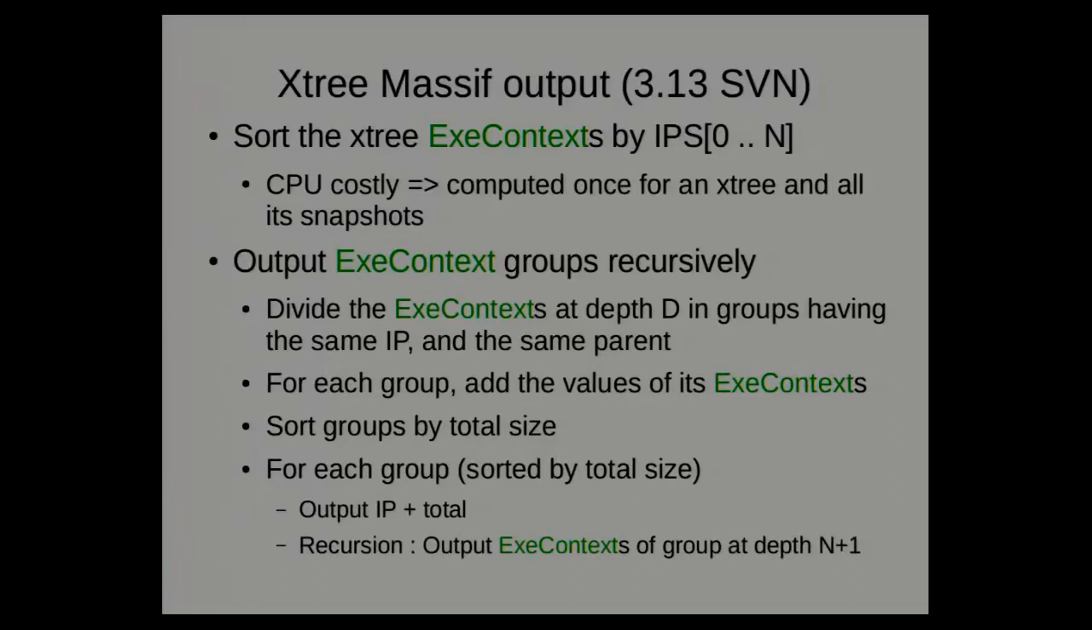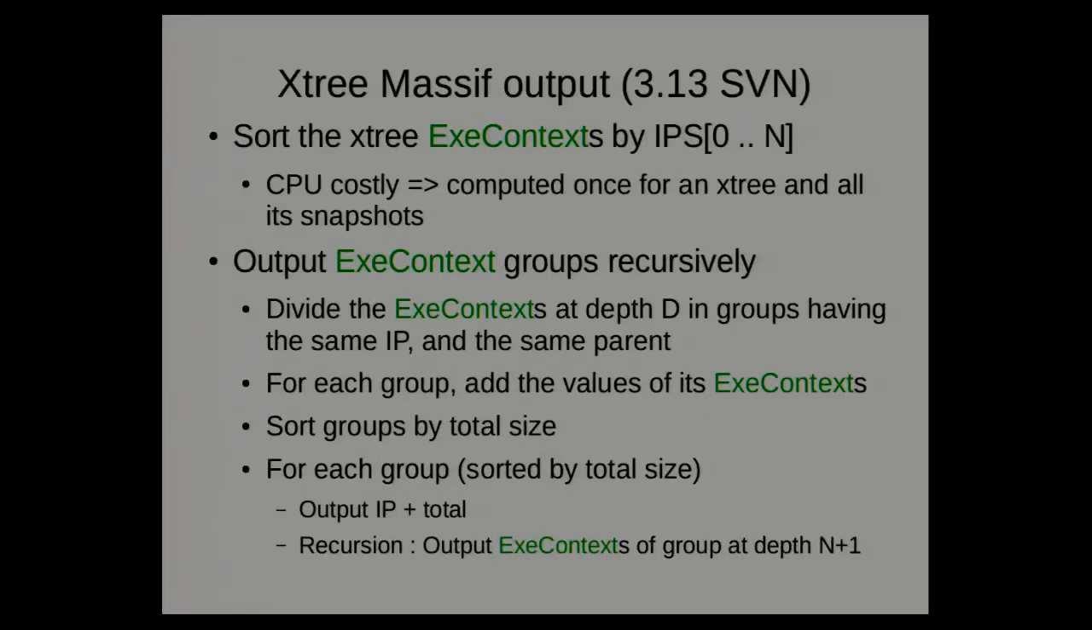So this is computed once when we need it, and then it is kept there and maybe updated if new exec contexts are added. Then, when we have built this sorted array, we output the exec context group recursively. So we split the sorted exec contexts at depth D into subgroups which have the same IP, as I explained, and which have the same parent. And then for each group, we add the value of its exec contexts.